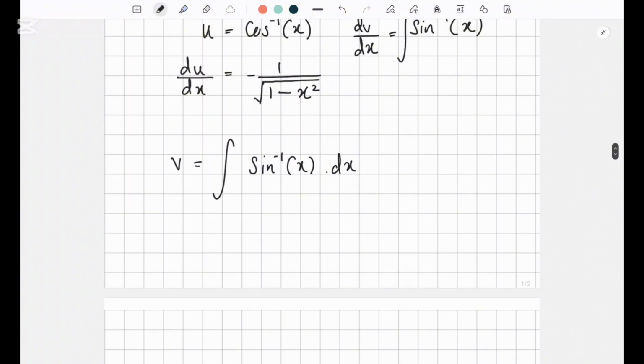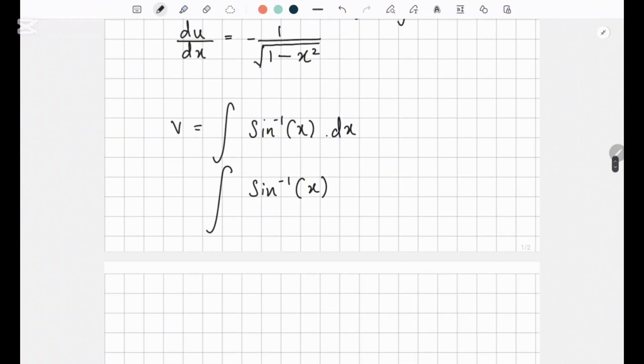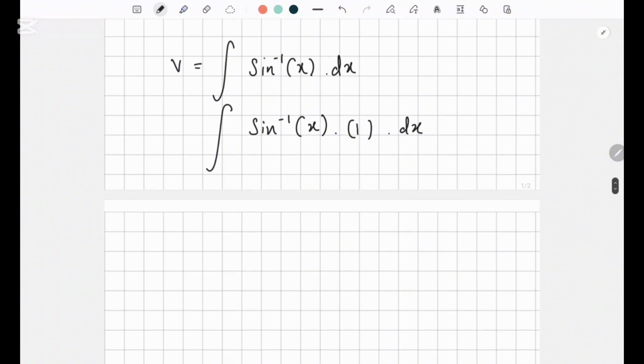So you can see when integrating sine inverse x, you'll have to take one term as u and the other term as dv over dx, the same way, integration by parts. So I'm going to write sine inverse x into 1 dot dx. And I'm going to take u equals sine inverse x, because we know the differentiation of sine inverse x. We don't know the integration. And I'm going to take dv over dx as 1.